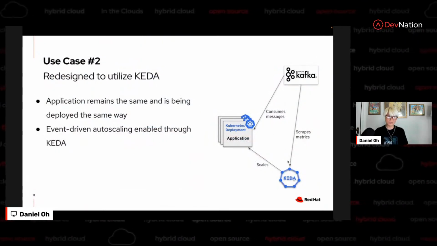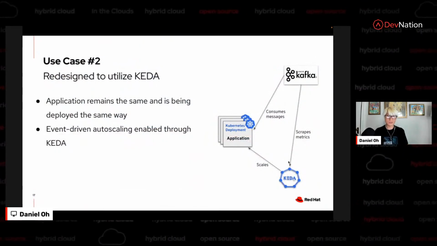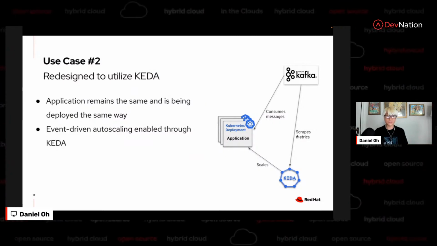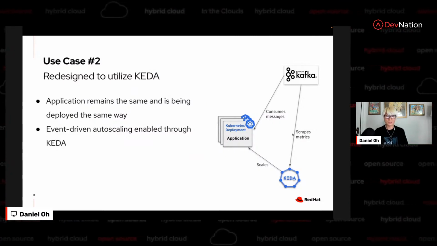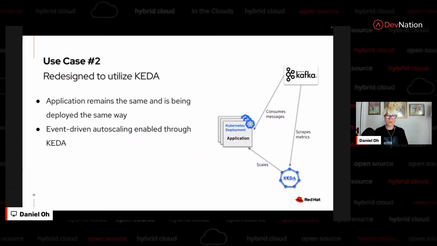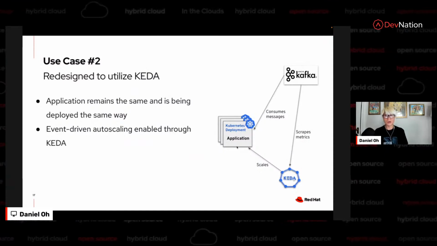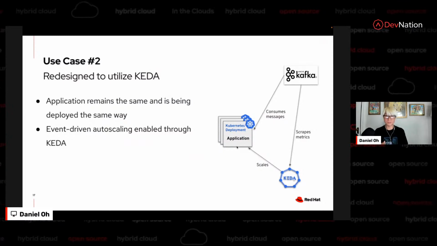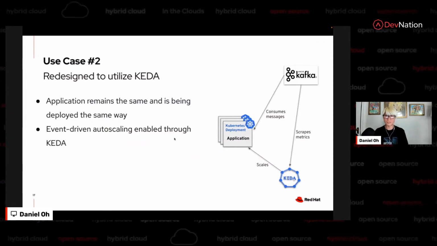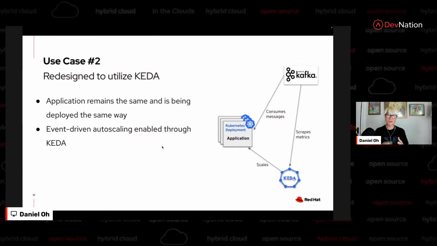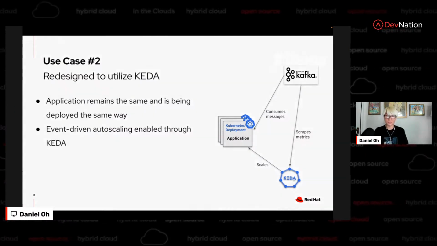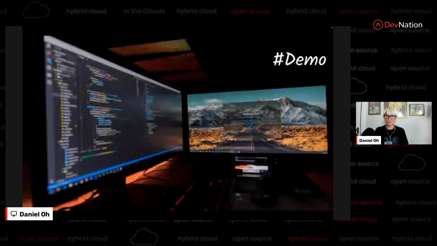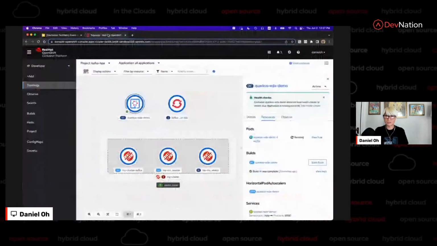As you can see, now we have KEDA here, and KEDA just pulls the metric from the Kafka topic, and in the end, KEDA triggers the application auto scaling, specifically the Kubernetes deployment. So this is based on event-driven. We're not going to scale based on CPU or memory utilization. So let's go to that demo as well.